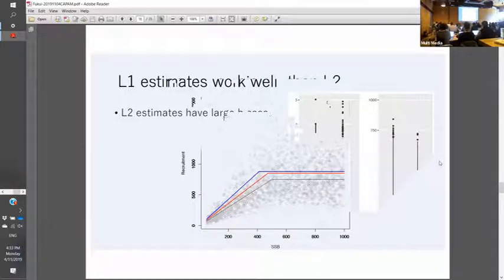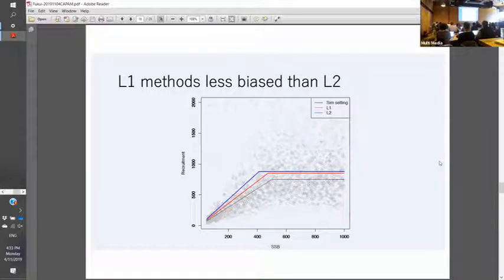This is a figure using the estimated values. The blue line is the result of the L2 estimation, and the red one is the L1 estimation. So the L1 estimation is less biased in growth rate and breakpoint. That is the hockey stick case.